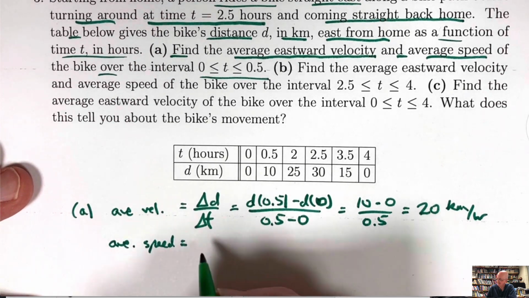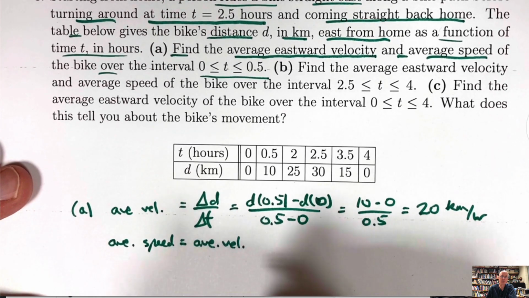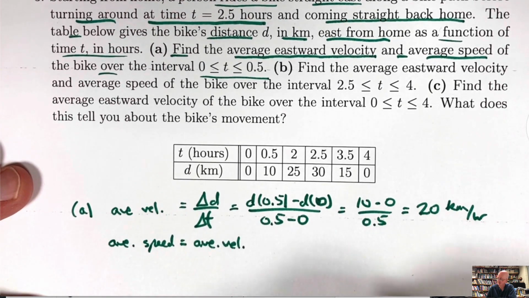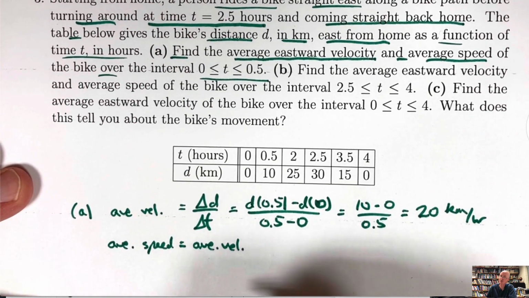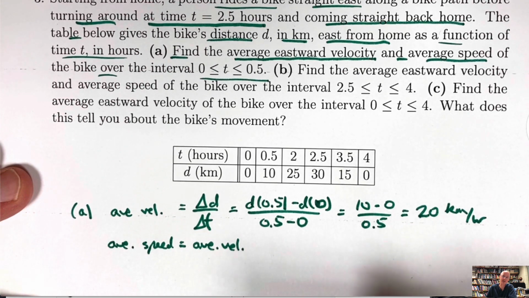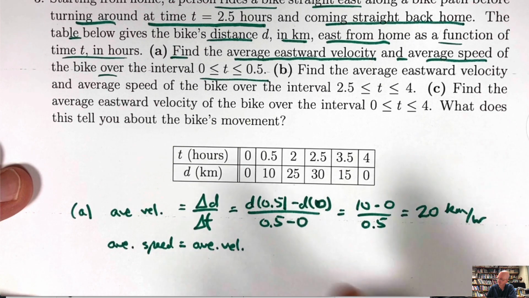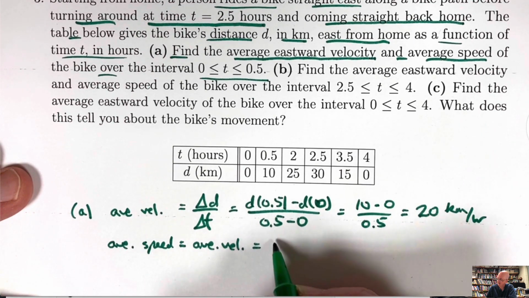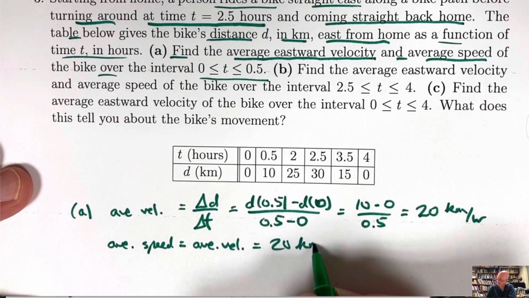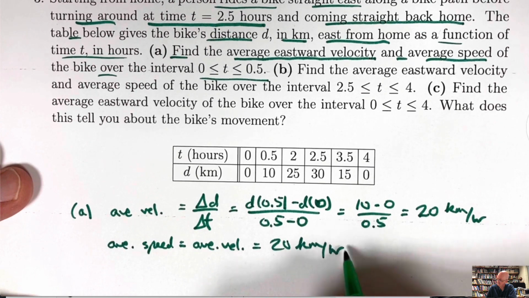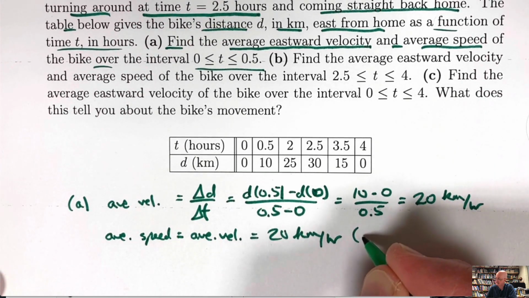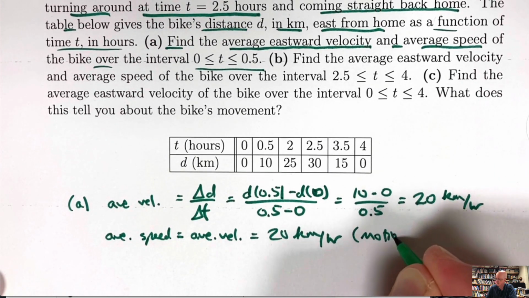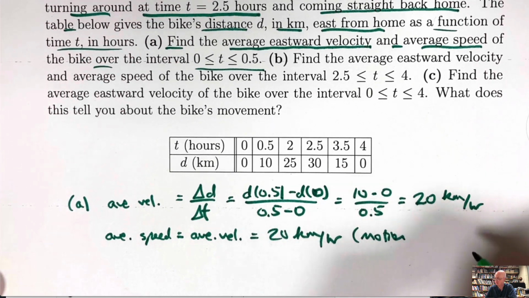What about the average speed? That's going to be the same as the average velocity in this case, because we're moving in the positive direction. If we're moving in the negative direction toward the west, the average velocity would be negative. The average speed would be the absolute value of that. So we also get 20 kilometers per hour for that question. This is because the motion is to the east, which is the positive direction, the rightward direction.